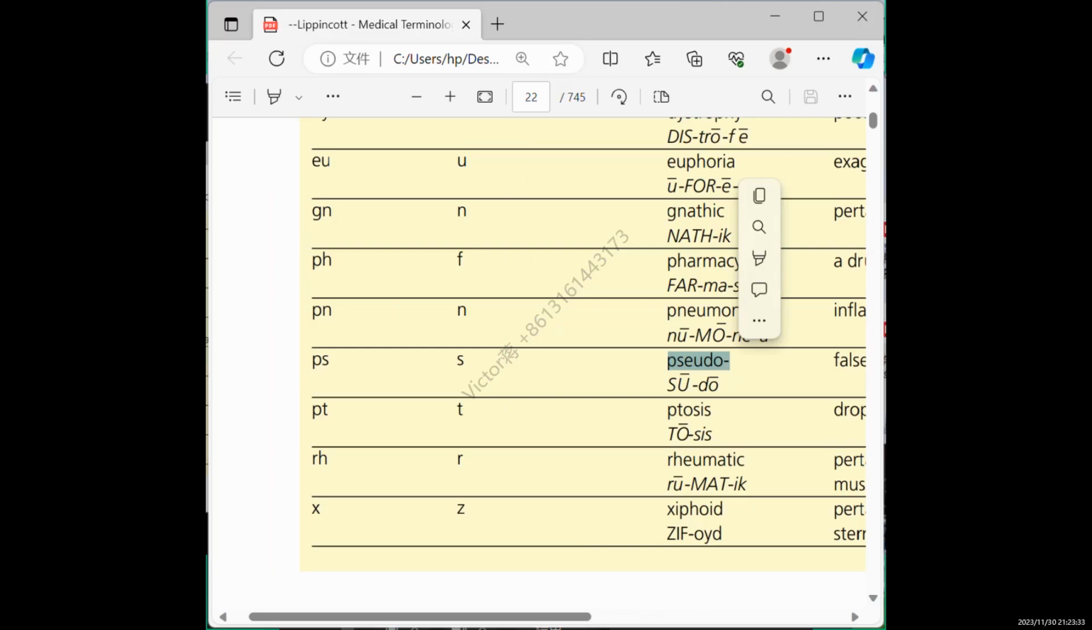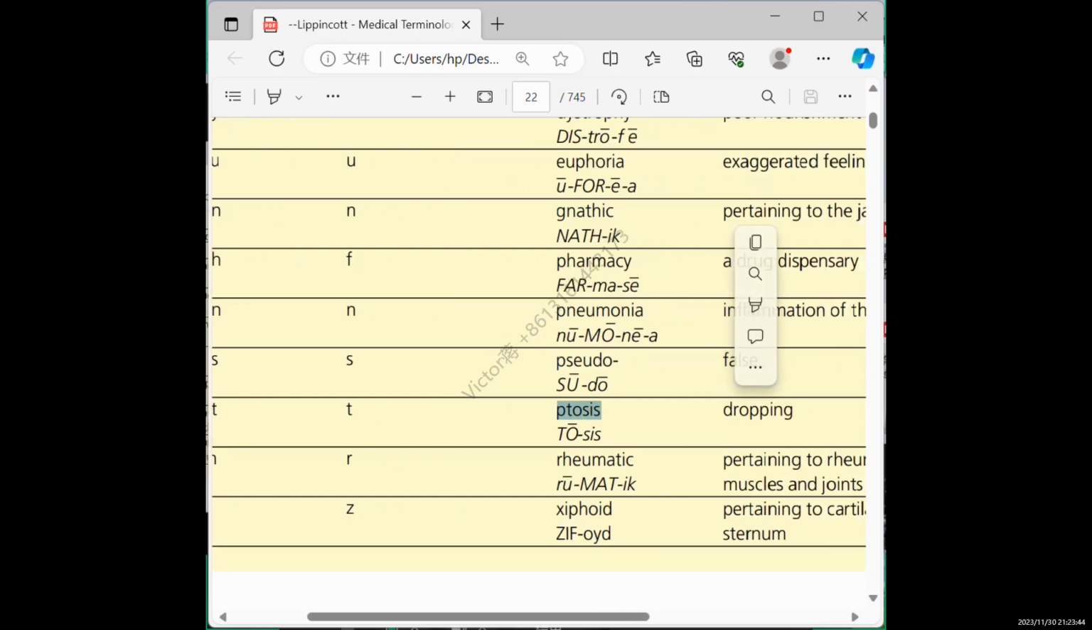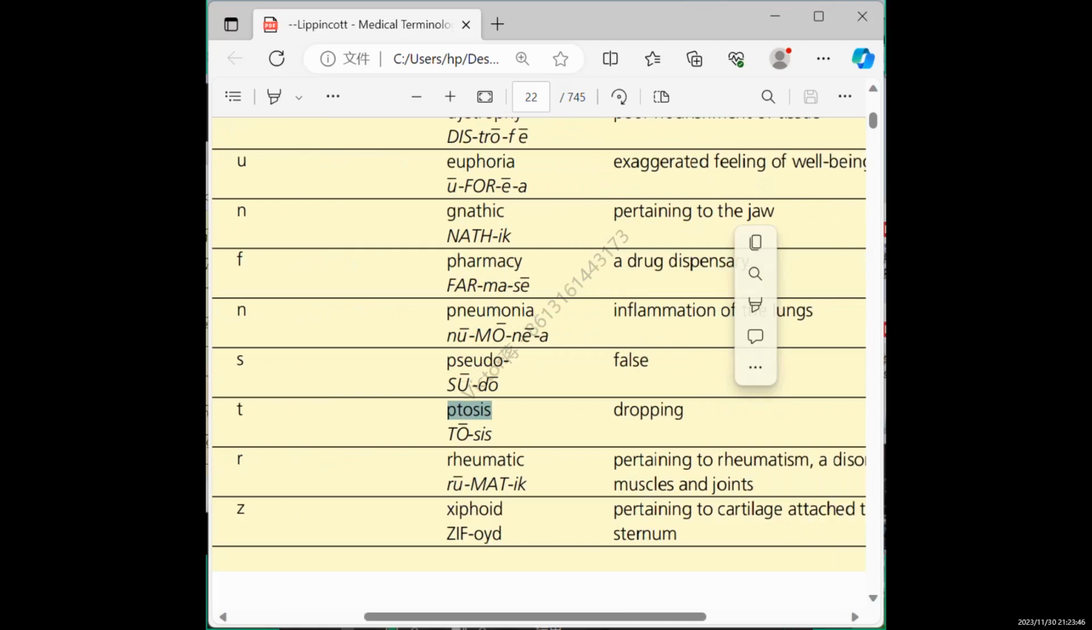Okay. Next, PT, read T, ptosis. P-T-O-S-I-S, ptosis. Here you can see ptosis means drooping.